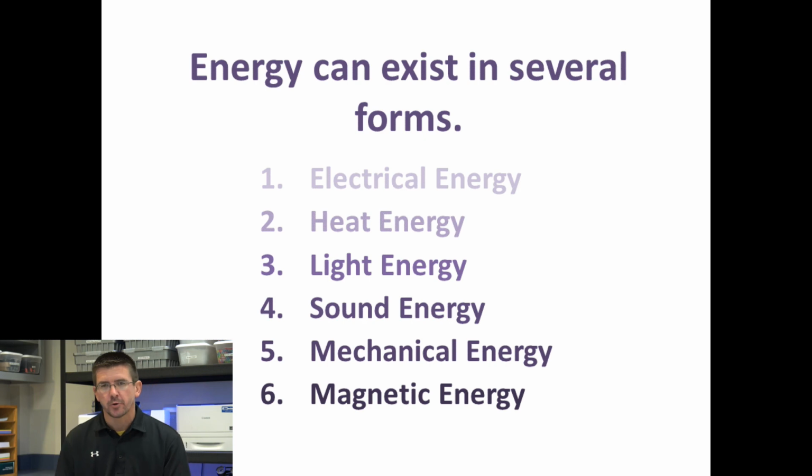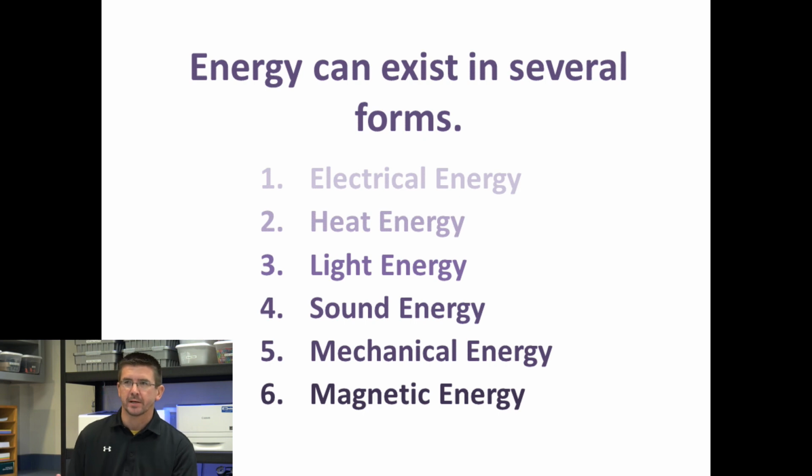Now, we mentioned a few different forms of energy, and energy can exist in many different forms. Electricity, electrical energy, heat energy, light energy, sound, mechanical energy, which would be energy of motion, magnetic energy, also things like chemical energy, nuclear energy. There's many, many different forms of energy. But all of these different forms of energy essentially boil back to that original definition, the ability to do work.